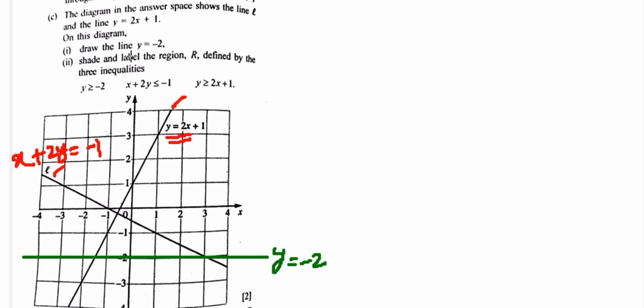The second one, shade and label the region defined by three inequalities. We have to shade the region that is satisfied by all of these inequalities. Y greater than or equal to minus 2. Y greater than or equal to minus 2 means, suppose you are here at this location, all those values which are bigger than minus 2. It means these would be minus 1, 0, 1. So the graph is on the above side.